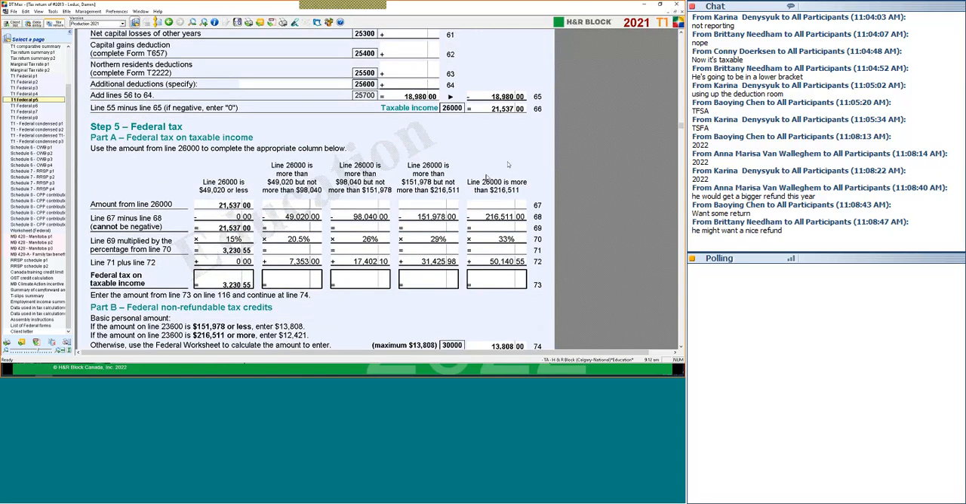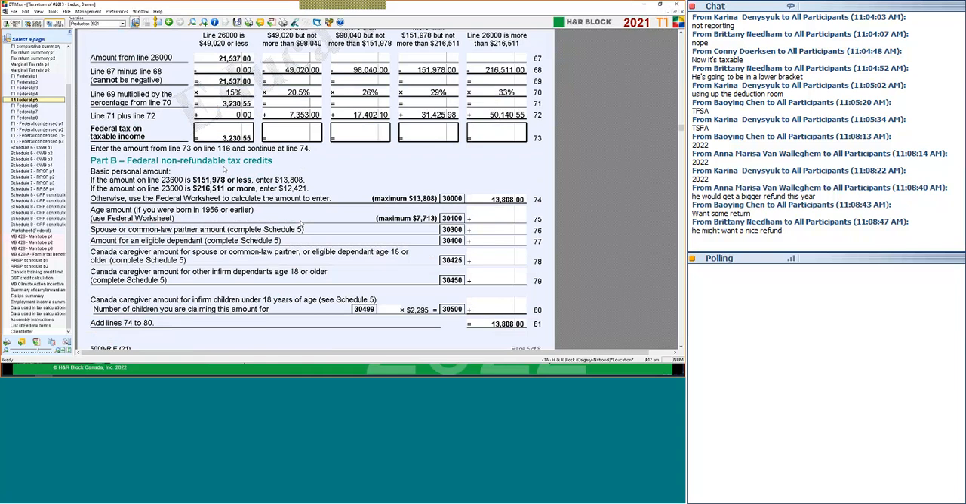All right, so taxable income at the end of the day is quite low, $21,537. He's in the lowest tax bracket for sure. And again, just a reminder, why might it be better to save the RSP for next year? Well, next year, he's going to be in the second tax bracket. So this year, he's saving 15%. Next year, for the same RSP contribution, he'll be saving 20.5%. So it's worth more next year than it is this year, as long as he can afford to wait to use it.